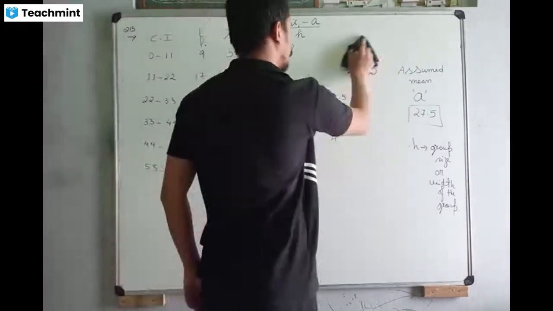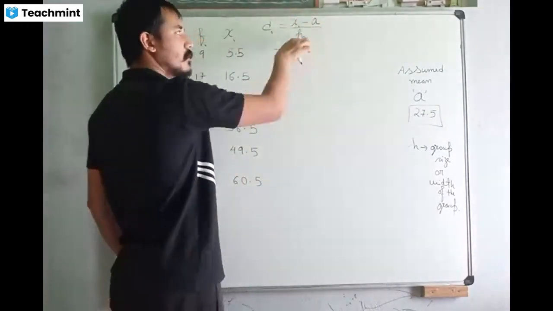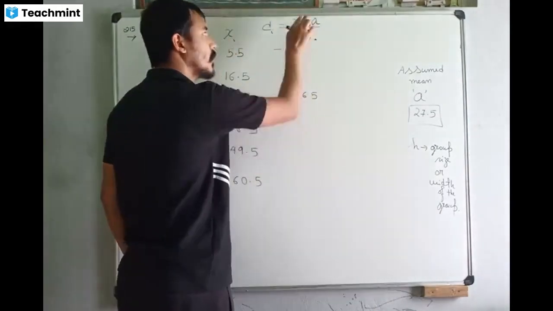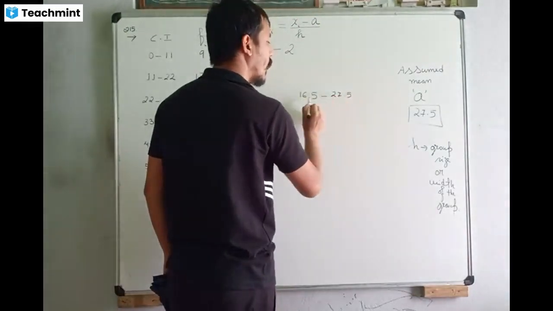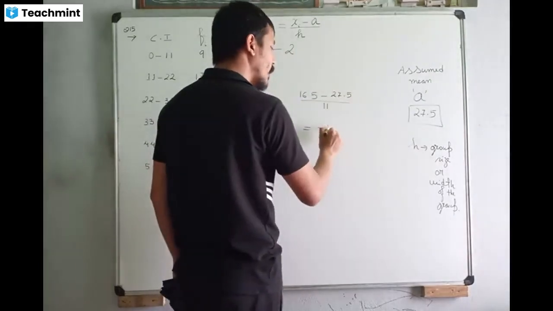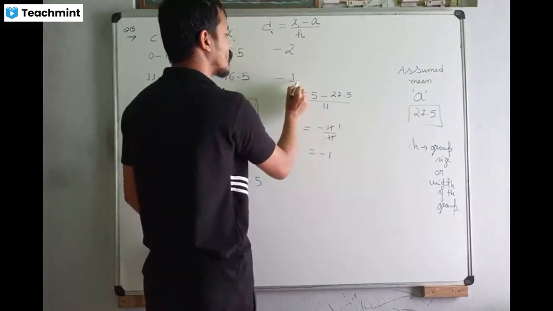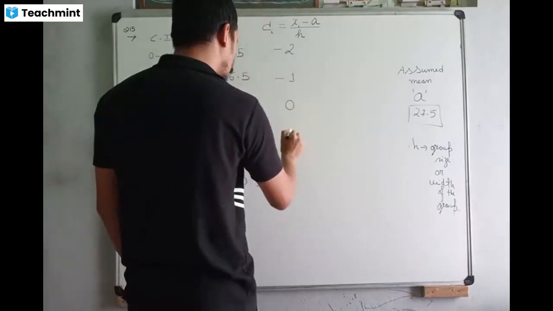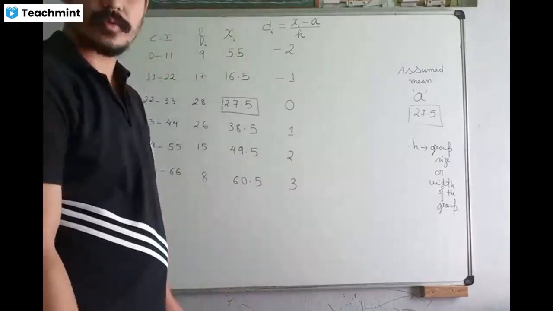Next one. Your next xi, again, every step we follow this formula. Your next xi is 16.5 minus your assumed mean 27.5 upon h, that is 11. If you subtract these two, you will get minus 11 upon 11. 11 ones are 11, so minus 1. Similarly, if you proceed, you will get 0, 1, 2, 3.